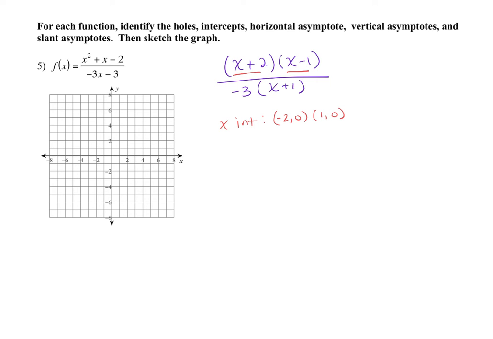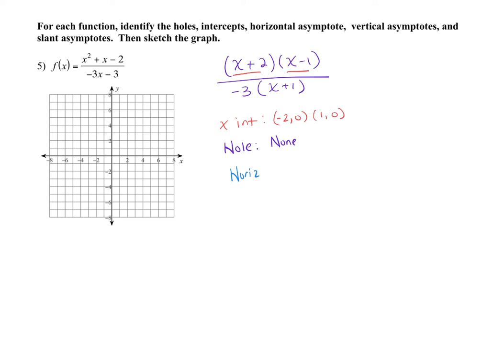Okay? By doing that, I actually answered my next question, which is holes, or the question before it, rather. If all of my numerator ended up being intercepts, none of my numerator can be a hole, right? So had one of those numerator groups canceled out, I would have had a hole. But I didn't, so I'm going to say there are none. There are no holes on this particular graph, all right? Horizontal asymptote.